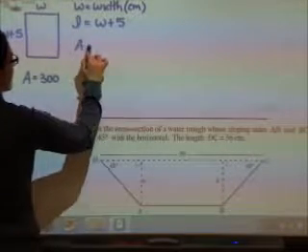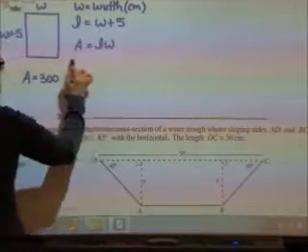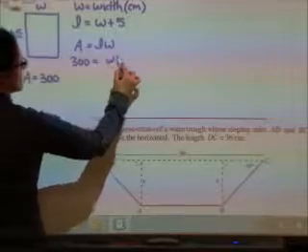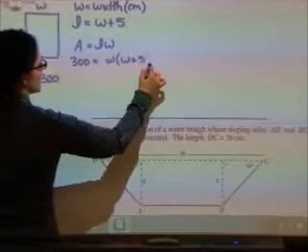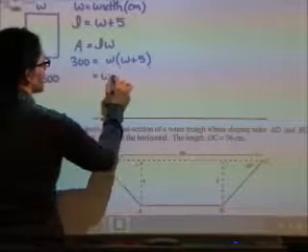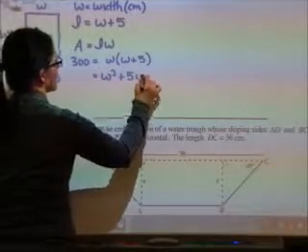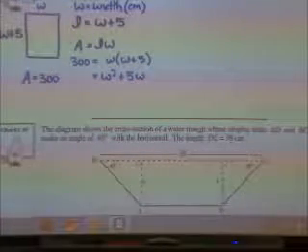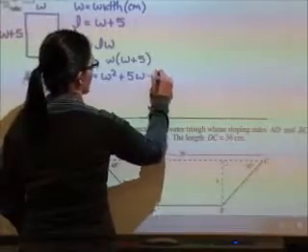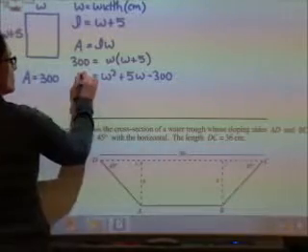How do I find area? Length times width. Area is 300. The length and the width. I get W times W plus 5. If I expand the right-hand side out, I get W squared plus 5W. I'm going to bring the 300 over to this side and make it negative. And now I get 0.